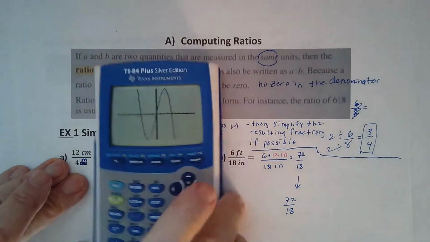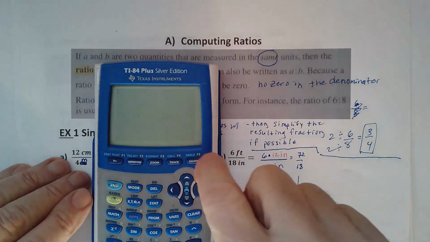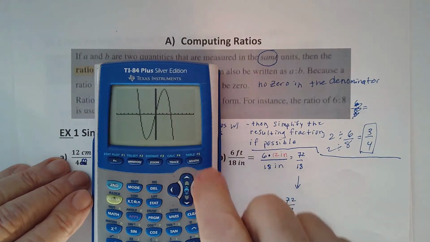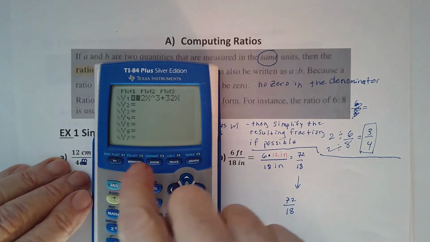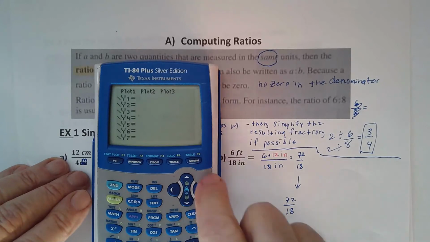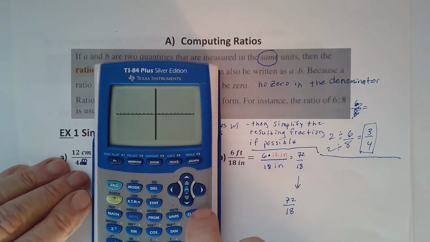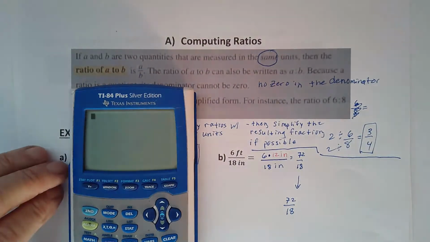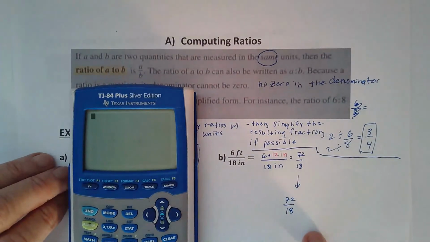Let's just get our calculator. Let's clear all this. All right. Now that I've cleared all that, so 72 divided by 18.